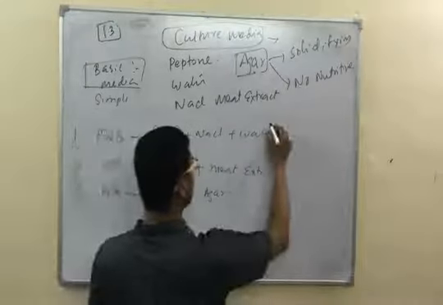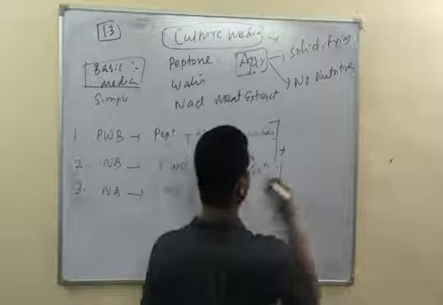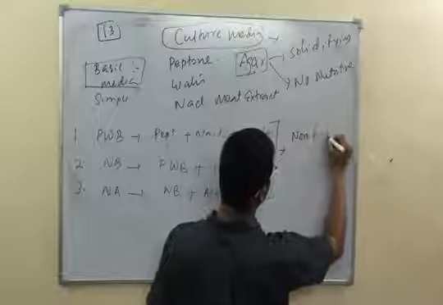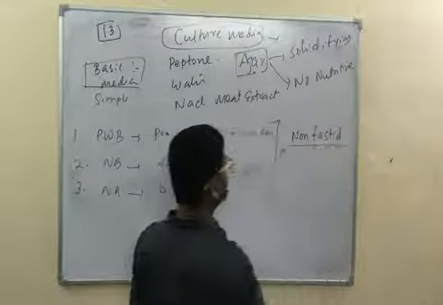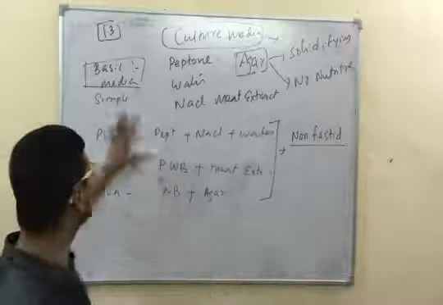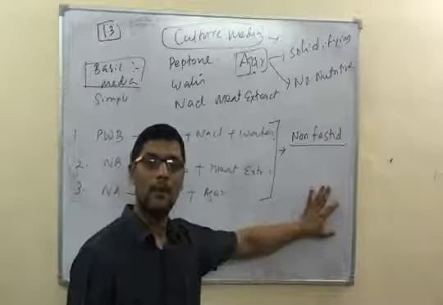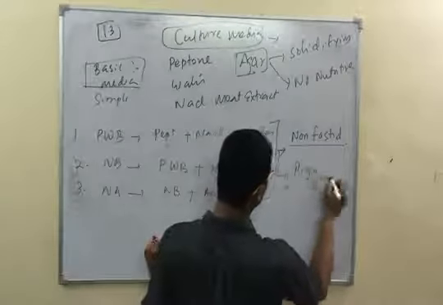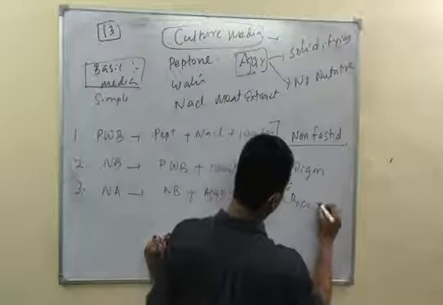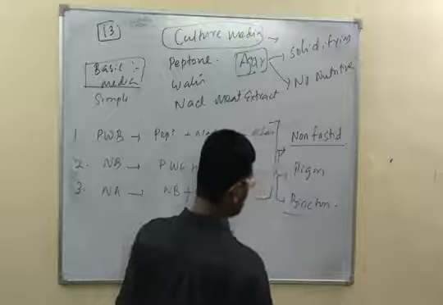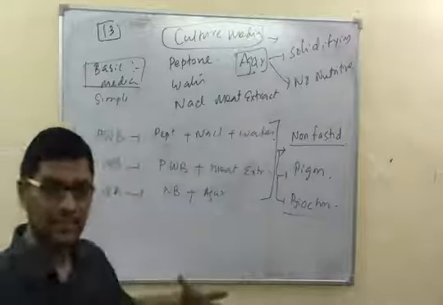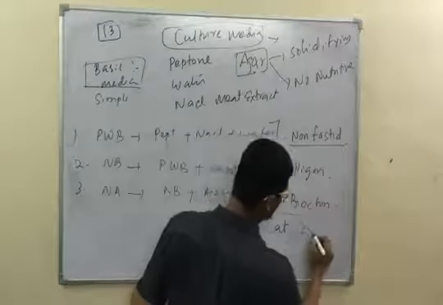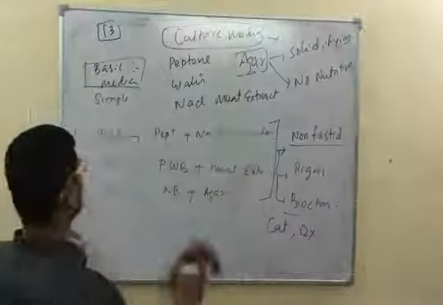And the role of the basal media: they help in demonstrating the non-fastidious nature of an organism. To demonstrate whether the organism is fastidious or not, you have to use a basal medium, because if it is growing on a basal medium, it is said to be non-fastidious. It is also used to demonstrate bacterial pigment, and various biochemical reactions can be performed on basal media in a much better way. They say that basal media is the best media to demonstrate catalase, oxidase, and various other biochemical reactions.